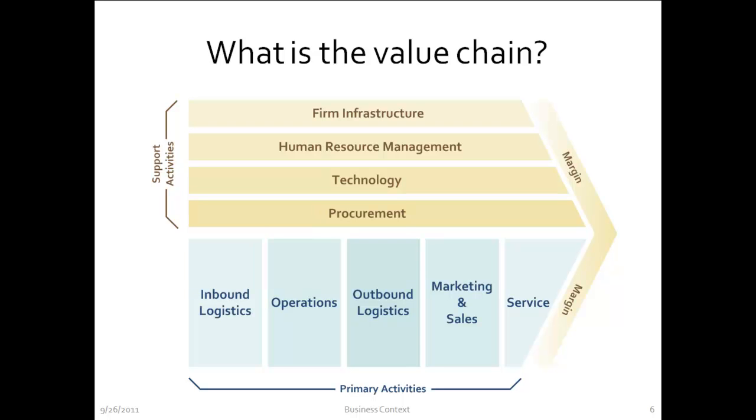So for example, procurement activities, which are how does it select the raw materials to buy, how it sets up relationships with its suppliers. That's procurement, and that's a secondary activity. In other words, it's not directly related to the making and selling of its product. Similarly, technology, including information technology, is a secondary activity within a company.